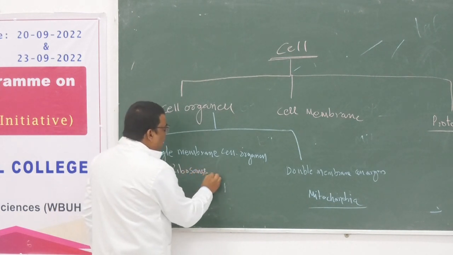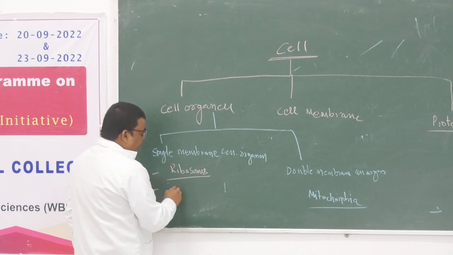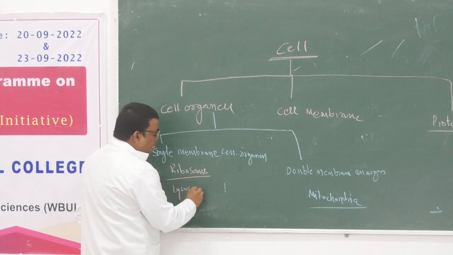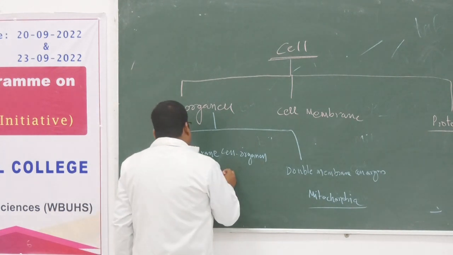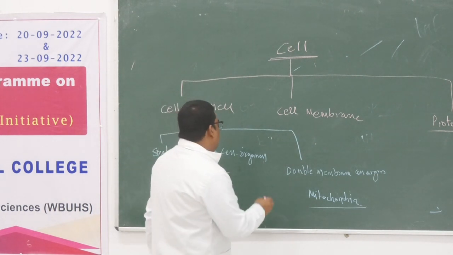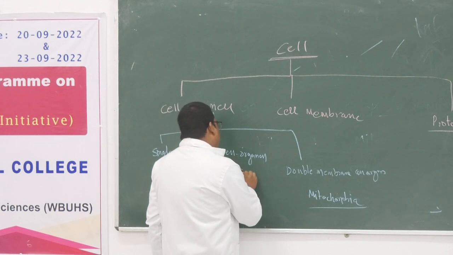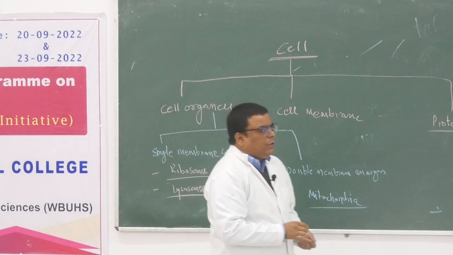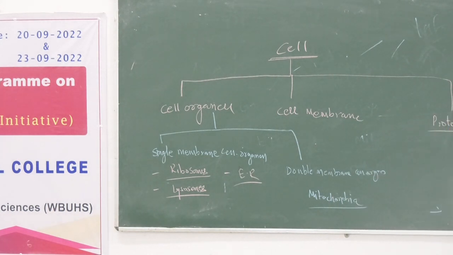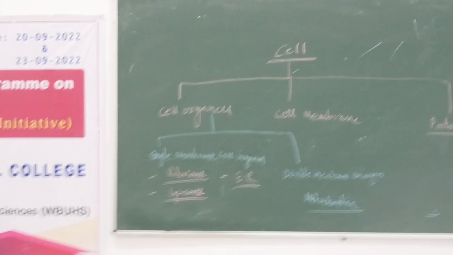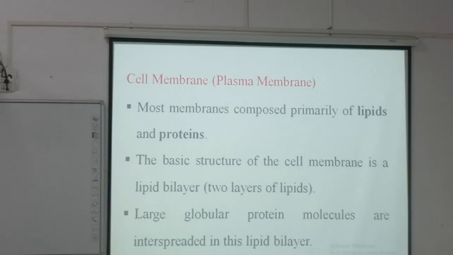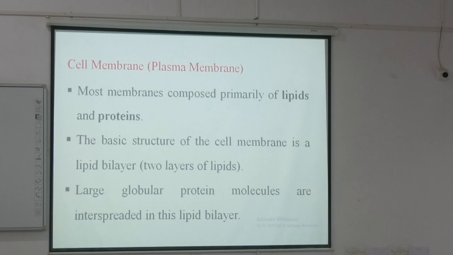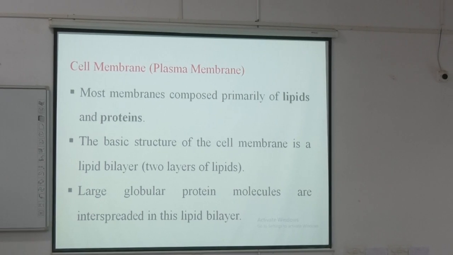Rest of them are just like this: ribosomes, lysosomes, endoplasmic reticulum, and miscellaneous. So the major portions are the cell organelles. That is, it has three major components: the plasma membrane, cytoplasm and nucleus. We already know. So first thing, we are discussing firstly the membrane.